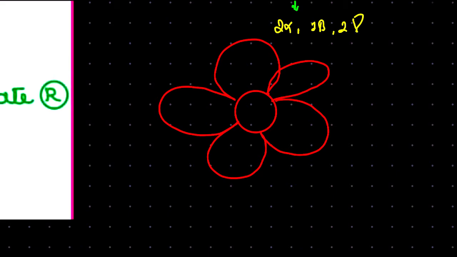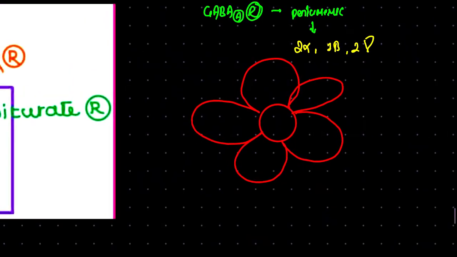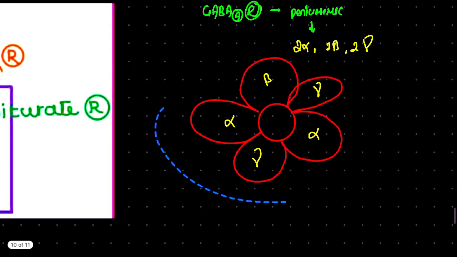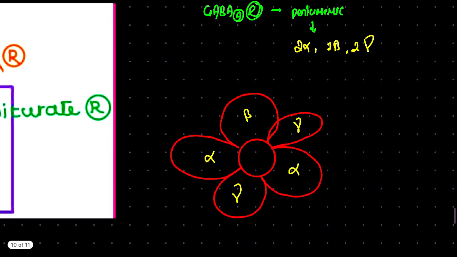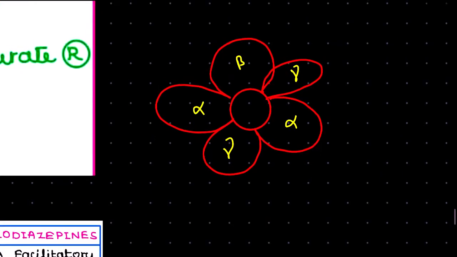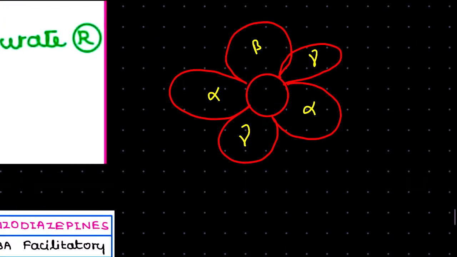As I have already mentioned, there are 2 alpha, these are the alpha. There are 2 gamma, and 1 beta. Now this is our GABA receptor. Here, initially this lumen will be closed.